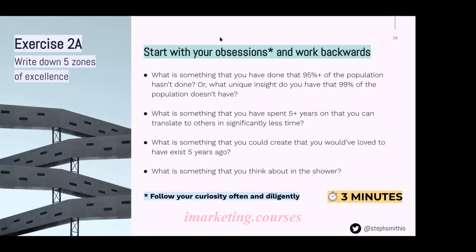And so this is exercise 2A. There's two parts of this, but again, I encourage you to do this even if you already write about something, to just think through: what else could I write about? Or is this the best thing for me to write about? Go through these questions that I'll quickly read out loud and then write down what I'm calling 5 zones of excellence. This doesn't mean you'd be the top 1% if there was a test about this, but what's something that you think about in the shower, for example? That's one of the questions down here.